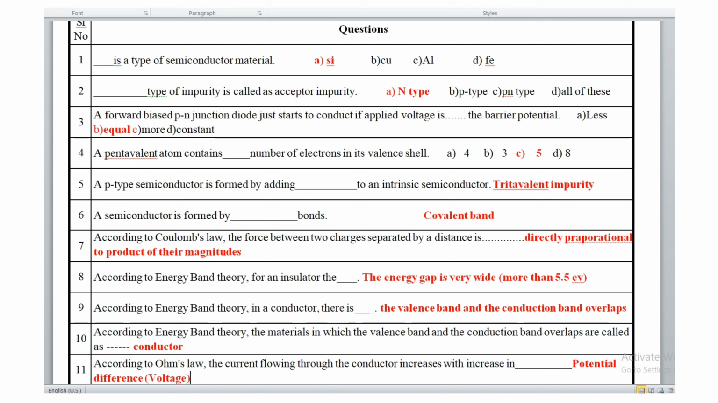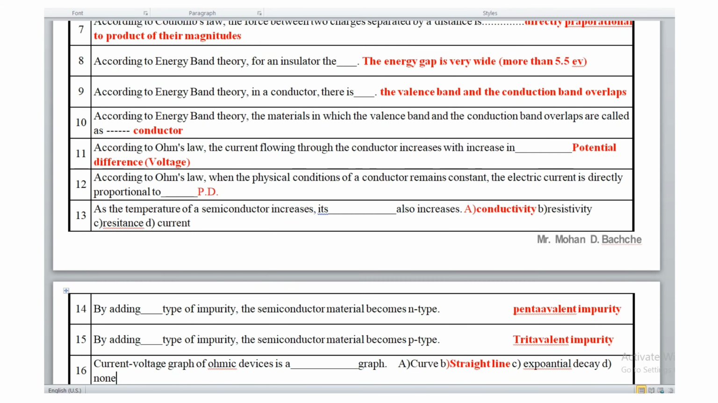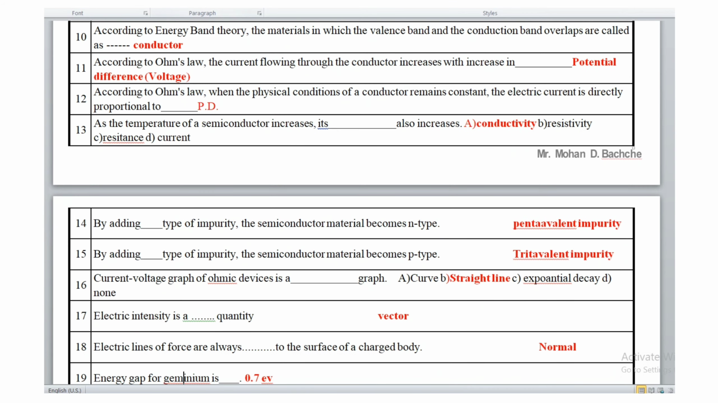According to Coulomb's law, the force between two charges separated by a distance is directly proportional to the product of their magnitudes. According to energy band theory, for an insulator, the energy gap is very wide, that means more than 5.5 electron volt. In a conductor, the valence band and conduction band overlap. Question number 10. According to energy band theory, the material in which valence band and conduction band overlap is called a conductor.